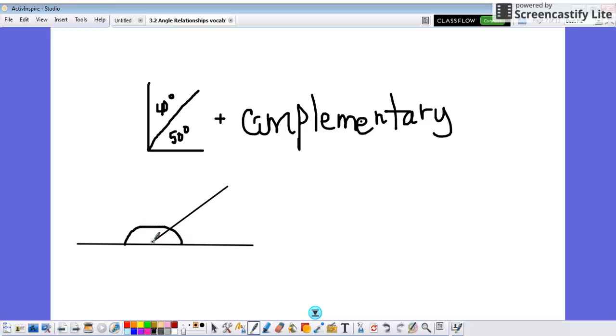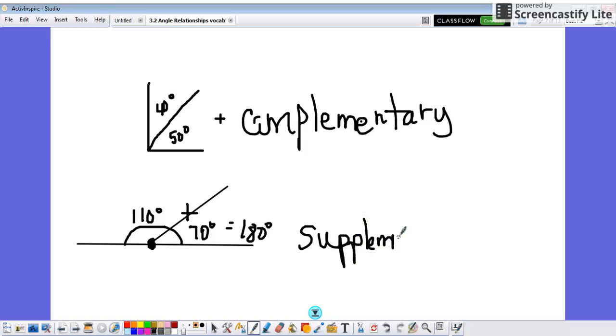Let's see. Together, this big angle here of maybe 110 degrees added to this angle here of, say, maybe 70 degrees. When you add them together, since I get 180 degrees, this is an example of supplementary. And we could spend a lot of time talking about the different ways.